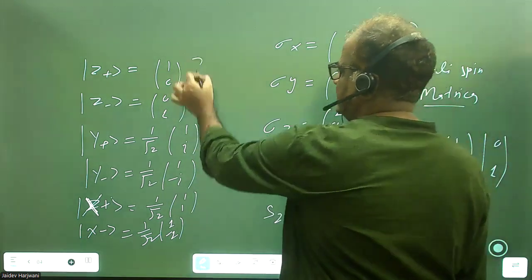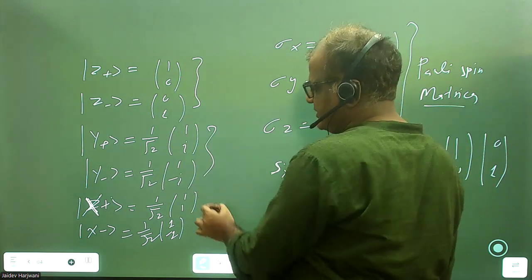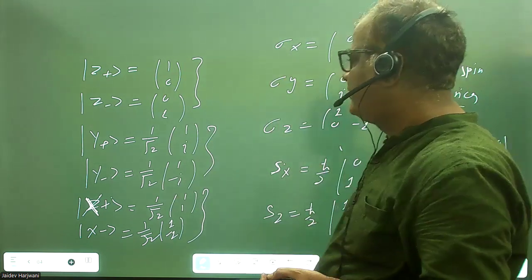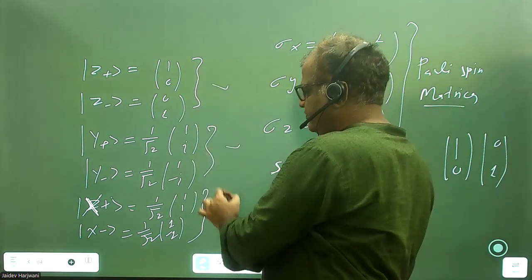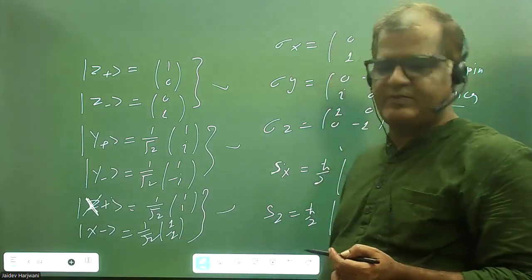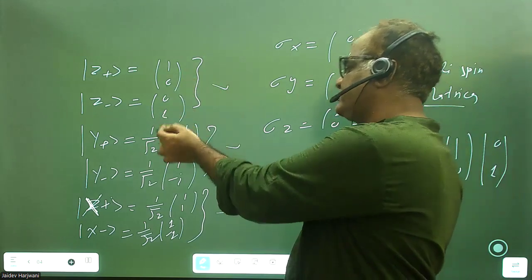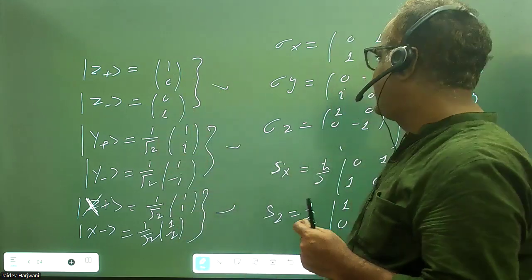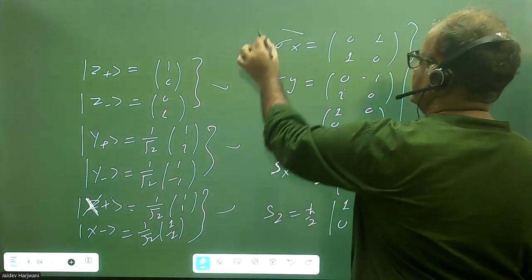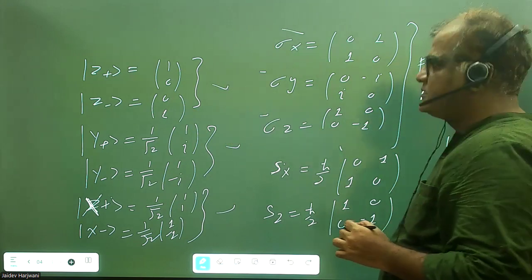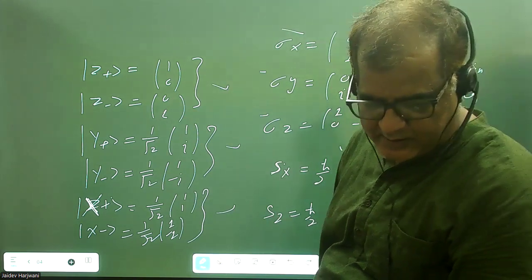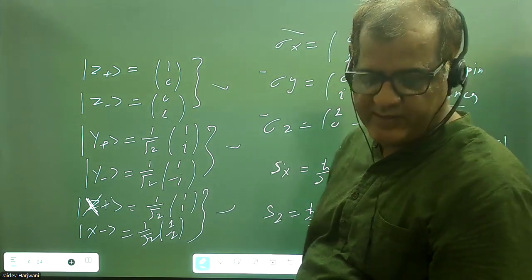These form an orthonormal basis. Similarly, these also form an orthonormal basis, and these also form an orthonormal basis. So any function can be represented by a linear combination of the eigenstates of Sx, Sy, and Sz. Okay, so I'll stop here. In the next class, I will discuss the properties of these Pauli matrices, and we'll go a little bit deeper into these states.